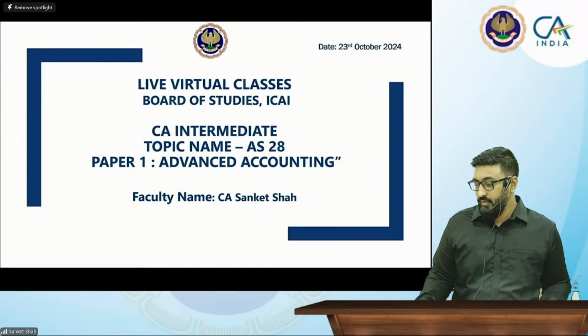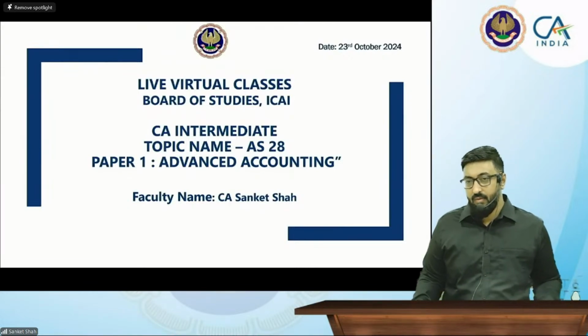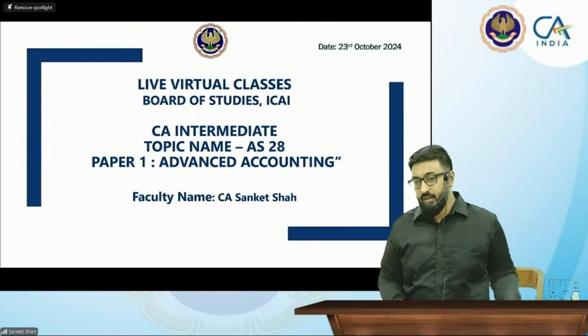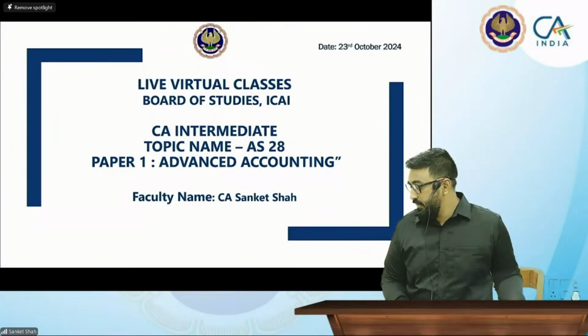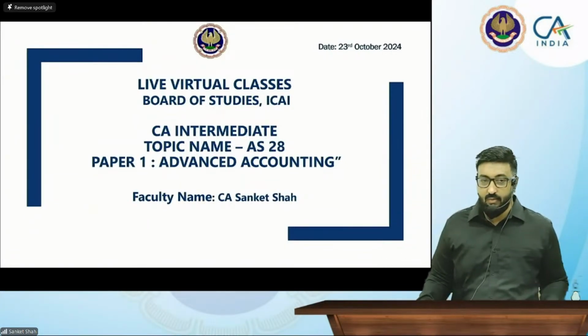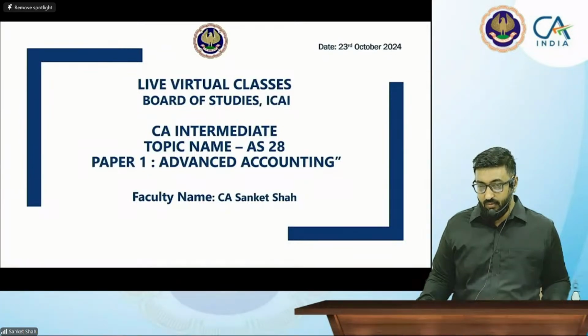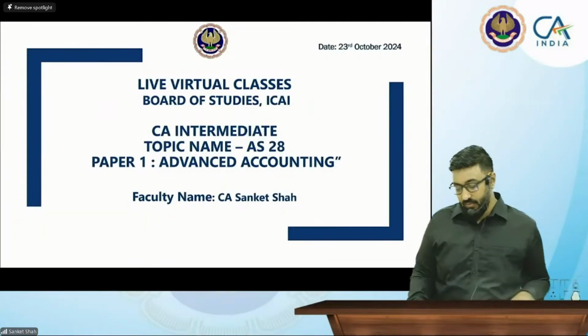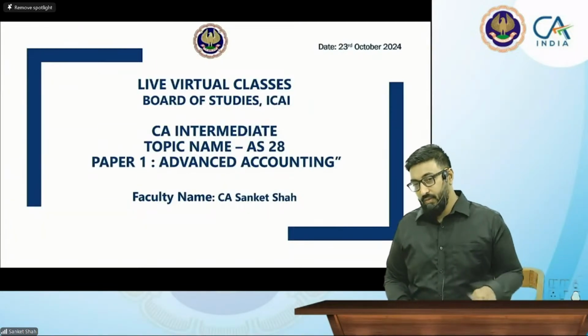AS24, Discontinuing Operations. AS25, Interim Financial Reporting. AS26, Intangible Assets. AS27, Financial Reporting of Interests in Joint Ventures. AS28, Impairment of Assets. And AS29, Provisions, Contingent Liabilities and Contingent Assets.